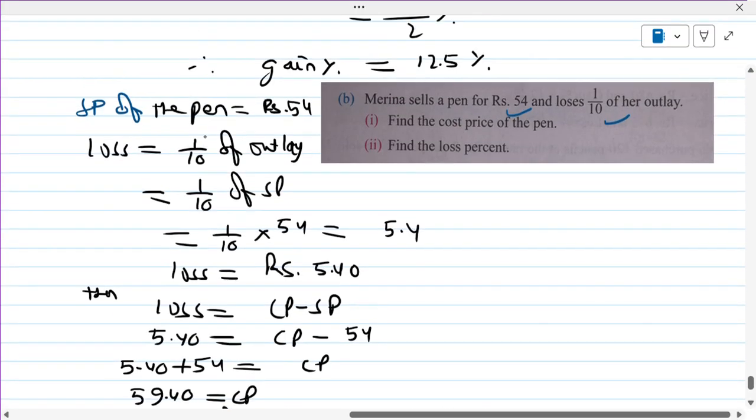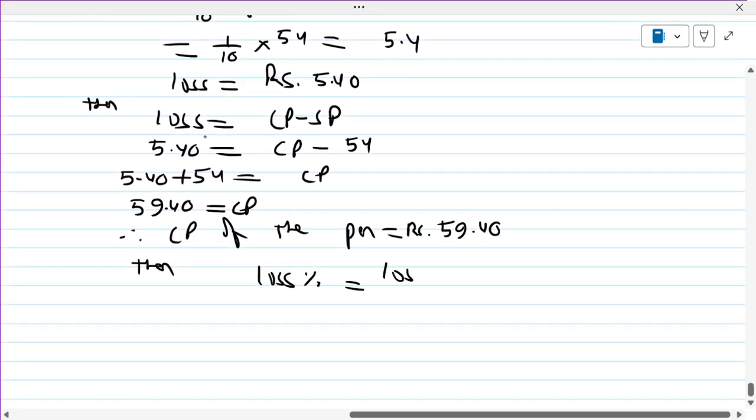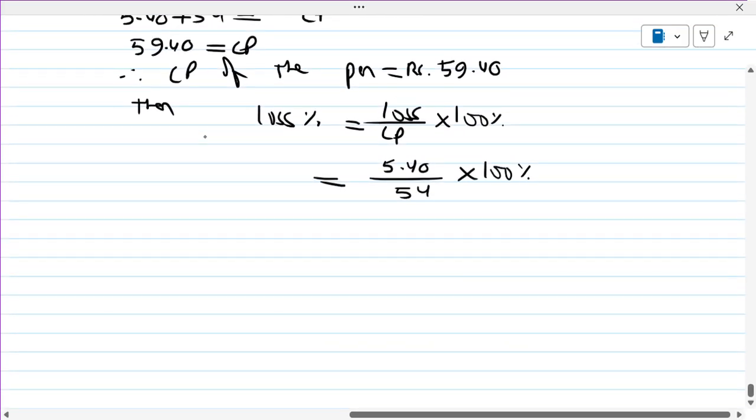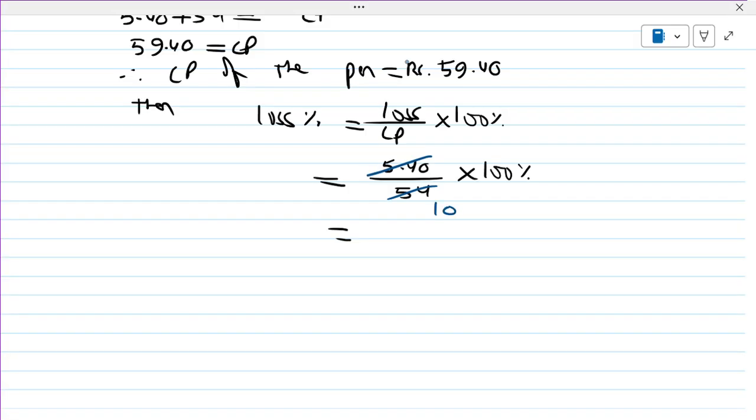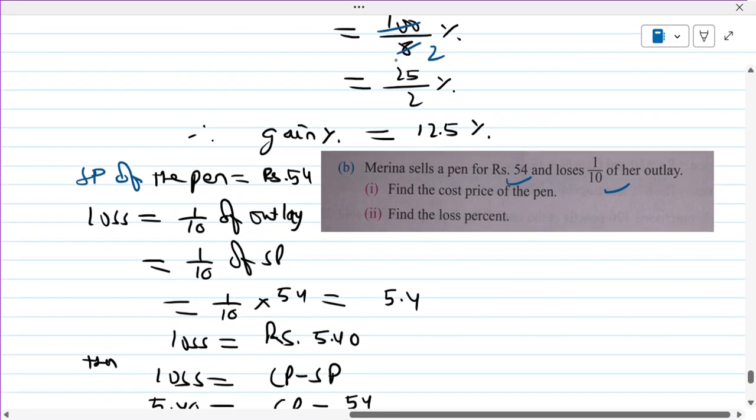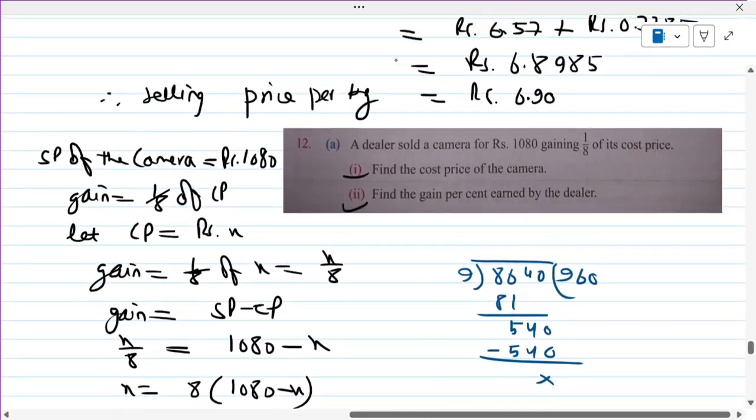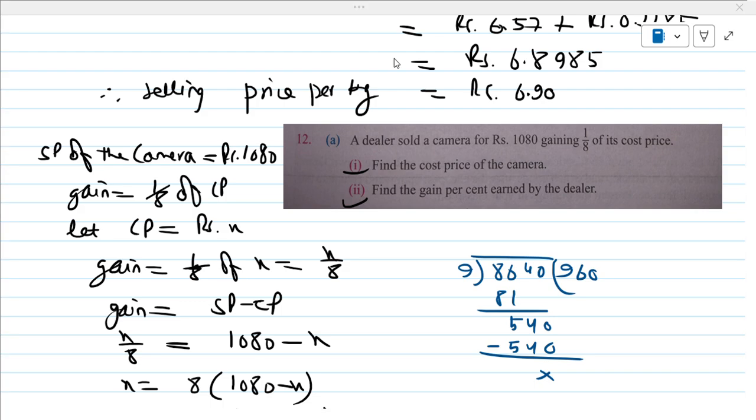We are asked to find the loss percent. So loss percent we find by using loss divided by CP into 100%. Loss is 5.40 rupees and CP is 54 rupees, into 100%. So 5.4 and 54, 54 can be divided 10 times by 5.4, and 100 by 10 is 10. So therefore there is a loss percentage of 10%. So 12 number B is also done.